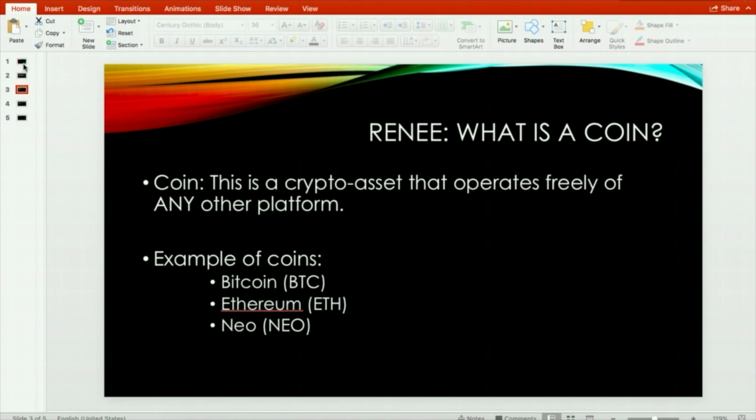A coin is basically a crypto asset that operates freely of any other platform. It is independent of any other platform. So Ethereum, like I said before, operates on a different set of protocols, so it's independent of Bitcoin, which operates on a different set of protocols, which is independent of Neo, which also operates on a different set of protocols. So it's literally an independent platform that does not need anything else in order to operate within the blockchain, right?